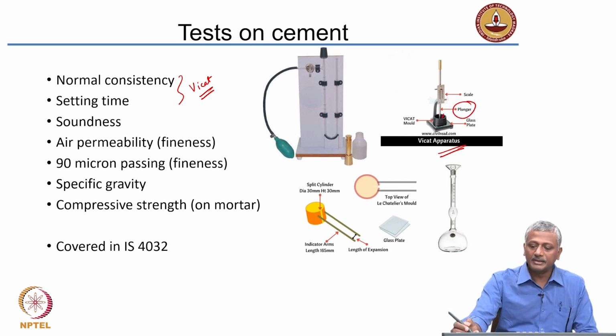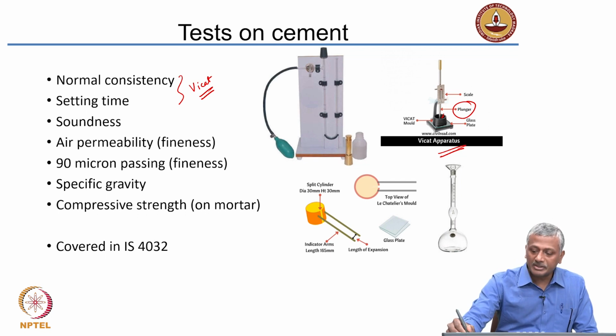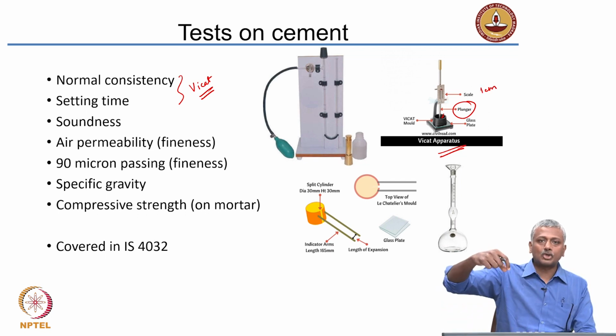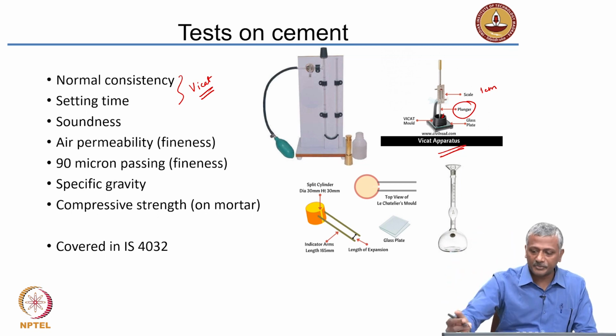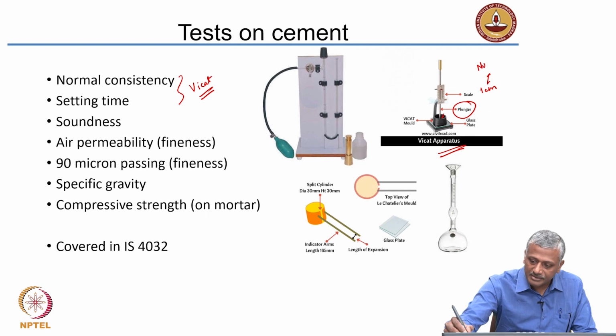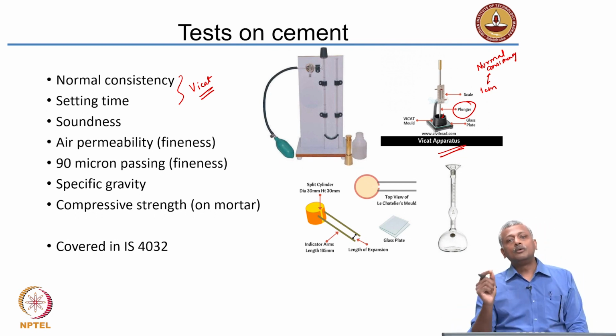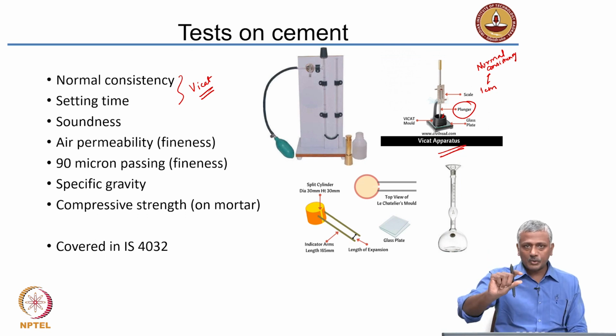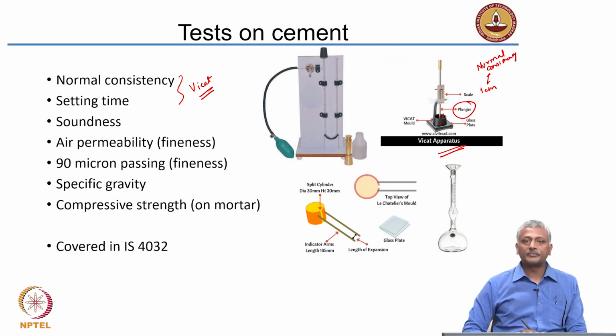Then you have a plunger of 1 centimeter, which is made to rest on the top of the cement paste and then dropped, and this plunger basically plunges into the cement paste. And when it stops at a certain distance from the bottom, it's called normal consistency. That 1 centimeter plunger is used for determining the normal consistency. The normal consistency is nothing but the water content at the point at which the plunger just comes to rest about 5 millimeters above the bottom of this mold here.